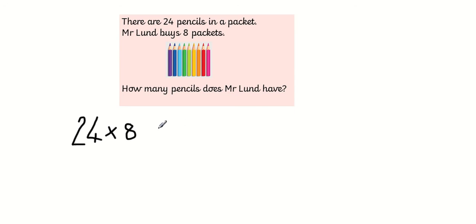Okay, to do this we'll use our column method that we've been learning today. 24 and 8 just below it. Remember to put our times sign so we remember what we're doing. Okay, step 1, multiply the ones. 8 times 4, I know that's 32.